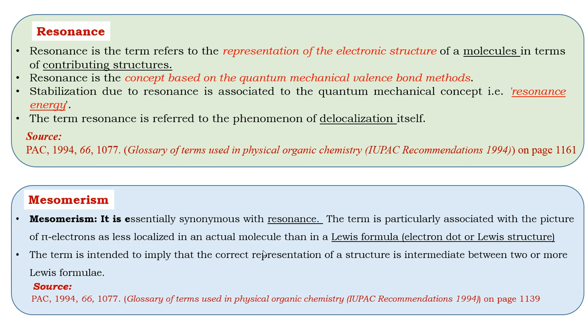By the IUPAC recommendation, resonance is the term which gives the representation of electronic structure of molecules by contributing structures. And this is a concept given by the conceptual understanding of quantum mechanics, especially the valence bond theory, as we know how bonding plays a role in any molecule. So the valence bond theory explains how the bonds get formed, and this representation of electronic structures helps to write the resonating forms.